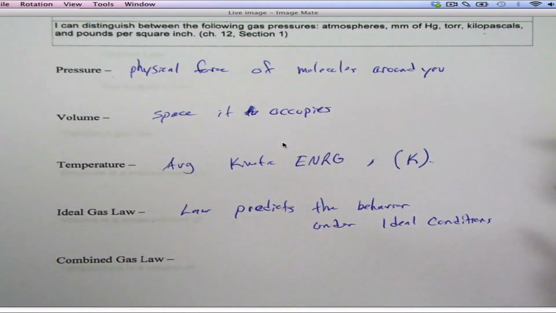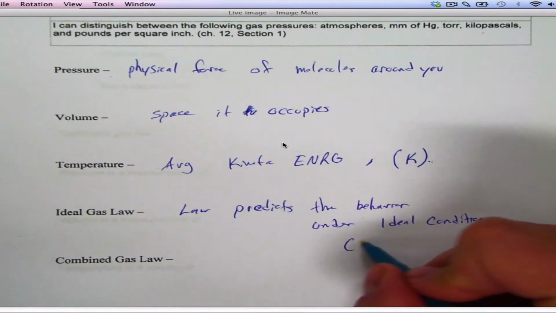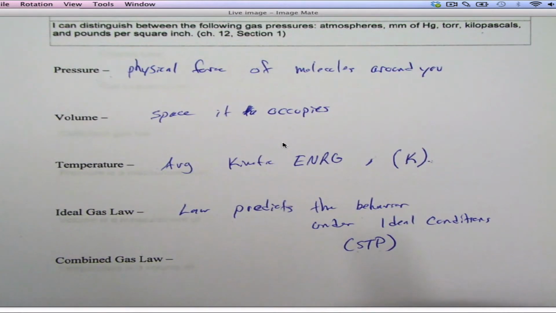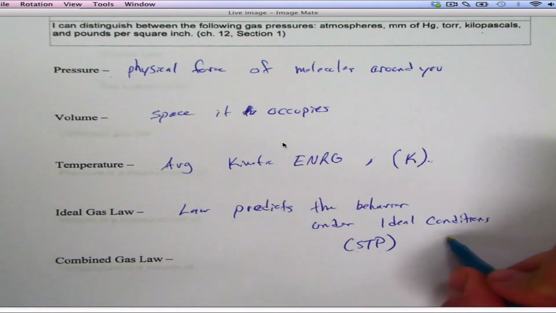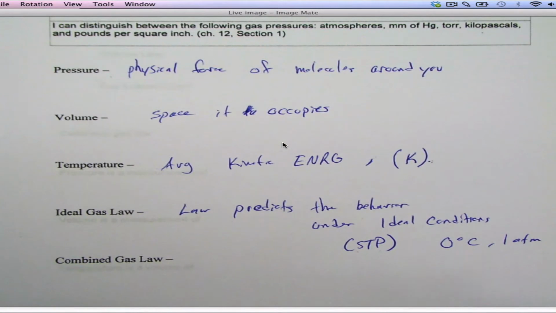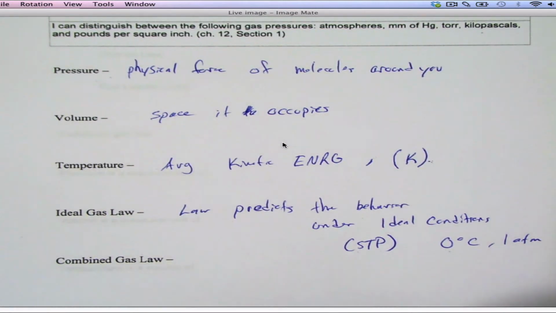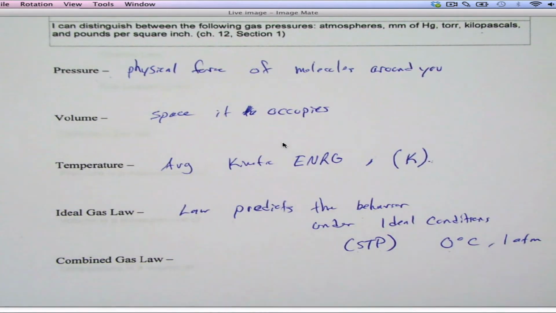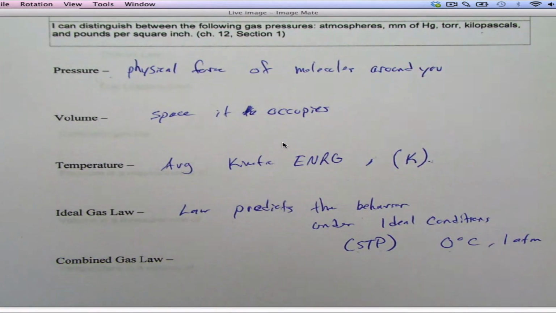All right, and for those ideal conditions, you've got to think STP. STP stands for standard temperature and pressure. Standard temperature is 0 degrees Celsius, and standard pressure is 1 atm. So I believe it's 0 degrees Celsius and 1 atm off the top of my head. I'll double check that before we go over it in class, but I'm pretty sure it's right. All right, so this is under ideal conditions. In other words, under these certain conditions, all gases should behave the same or close to the same. All right, so it's an ideal. It's kind of how things should be.